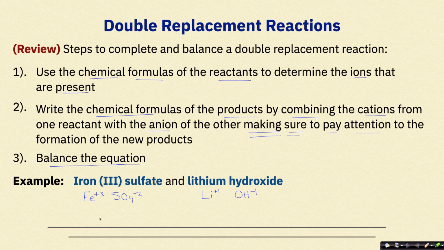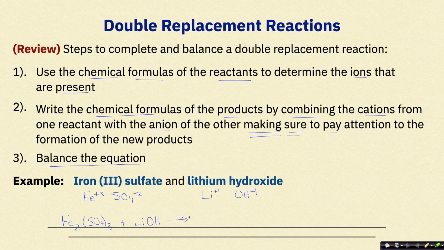So the first thing I'm going to do is write the correct formulas for my reactants. So my first one is going to be Fe subscripted 2, SO4 in parentheses with a subscripted 3 plus LiOH. So LiOH, and everything's good in the world. All right, then there's an arrow.